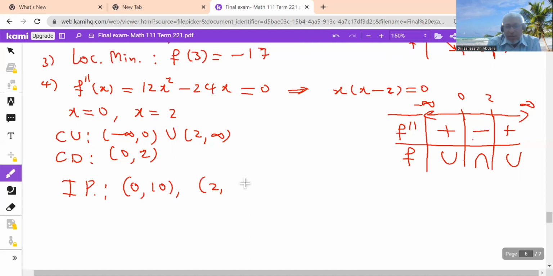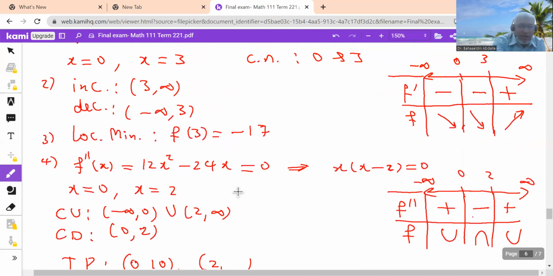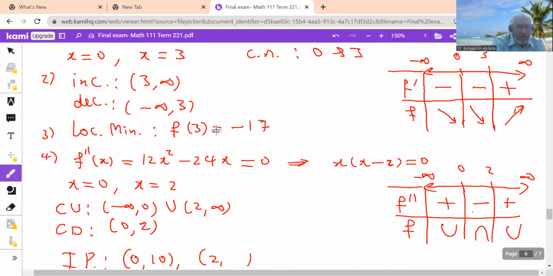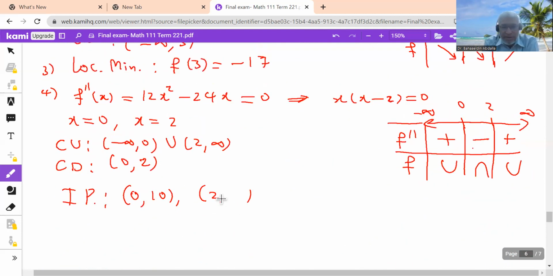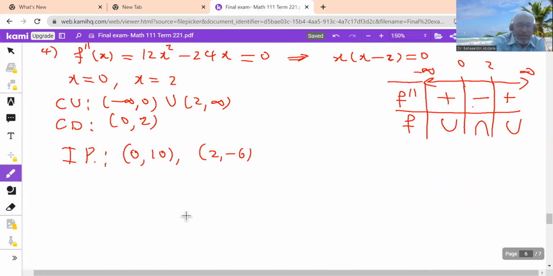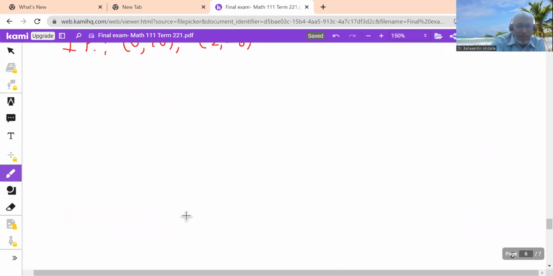And 2 and f of 2, so let us find f of 2 for the graph. If we replace x by 2, 2 to the power 4 minus 4 times 8 plus 10, we will find that the answer is negative 6. So these are all the information needed. And now let us sketch the graph of the function.